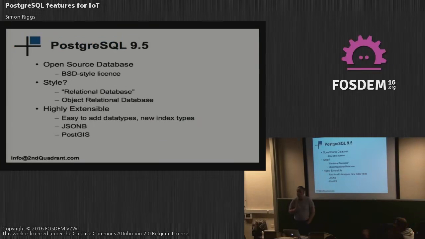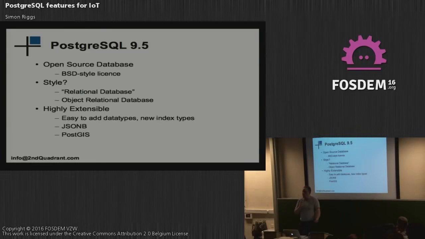Postgres is an open source database with a BSD style license. A lot of people think that it's a relational database. People that don't like it tend to call it a relational database because they feel that that somehow limits it and makes it 20 years old, as I've heard it said. So Postgres is actually an object relational database, which makes it highly extensible.